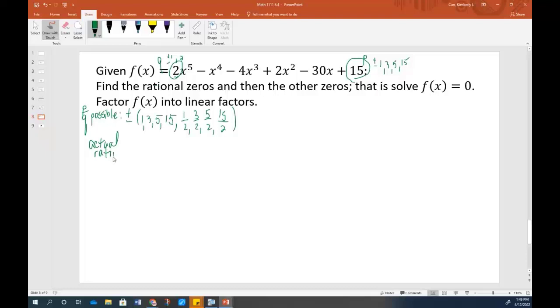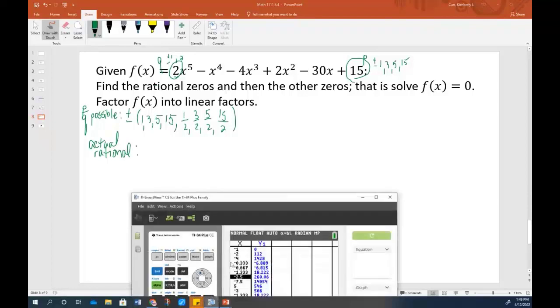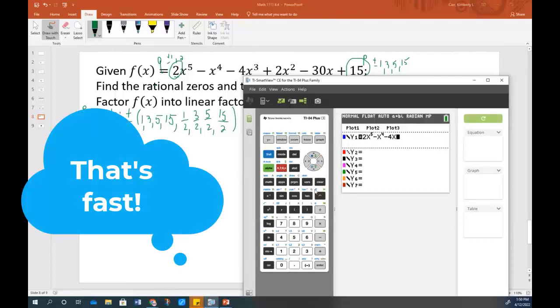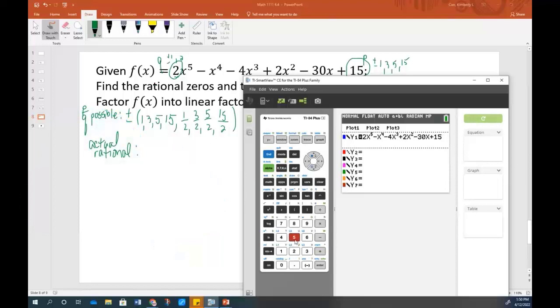So then I'm going to find the actual rational zeros. Okay, this is where I'm going to go to my calculator and I'm going to type in my f of x, then use my table of values to start plugging in things and see what makes it equal 0. Now guys, I don't always remember to do this, but when you're typing in a lot, let's just check, make sure I typed it in right. 2x to the 5th minus x to the 4th minus 4x cubed plus 2x squared minus 30x plus 15. Okay, now I'm ready to go to my table of values.